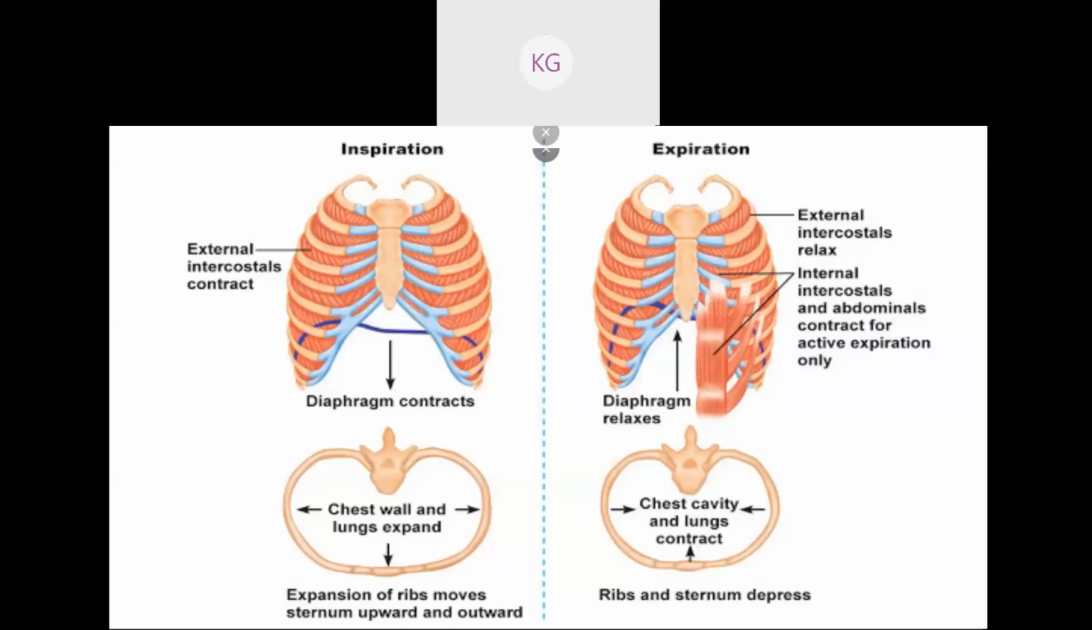Ma'am, what is the function of the internal intercostal muscles? Yes, it is the same thing as the external, but it is found inside. External is what is visible from outside, and whatever is visible from inside, that is the internal. And here you can see internal intercostal muscles and abdominal muscles contract for active expiration.